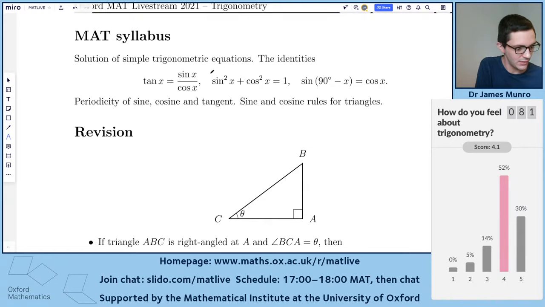There's a question behind here. If you make James laugh, can you go to Oxford? And lots of people make me laugh. I'm laughing at that as well.